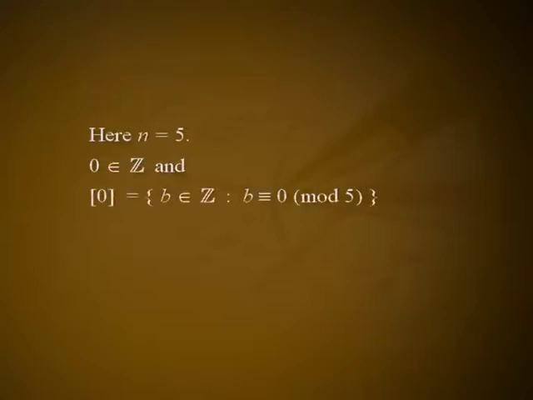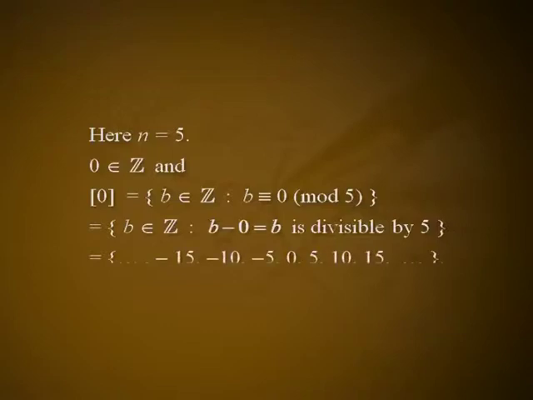Solution: here n equals 5. 0 belongs to the set, and class 0 is equal to the set of all b belonging to the set such that b is congruent to 0 modulo 5, which is equal to the set of all b such that b minus 0, equal to b, is divisible by 5, which is equal to the set of all, etc., minus 15, minus 10, minus 5, 0, 5, 10, 15, etc.